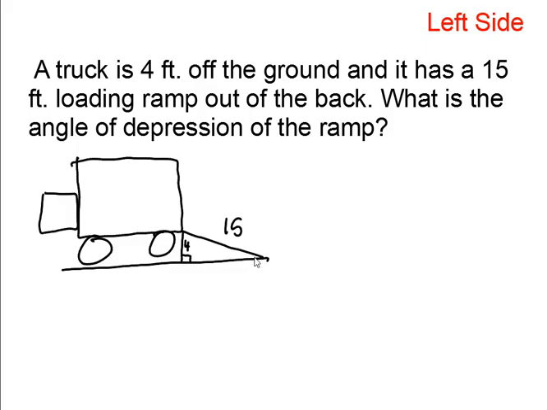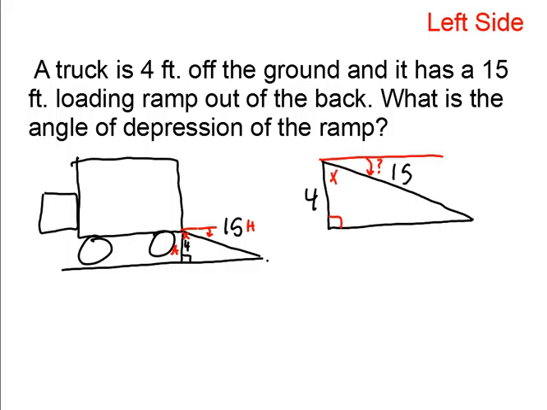I want to know what the angle of depression is. Remember, the angle of depression is not down here on the ground. The angle of depression would be going straight out and then looking down. So first I need to figure out what is the angle in my triangle. So that would be right here, this little x angle. I have the adjacent side and I have the hypotenuse. I've drawn a larger triangle so that you can see all the pieces.